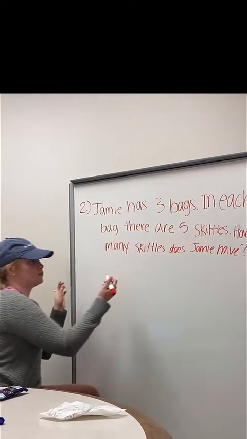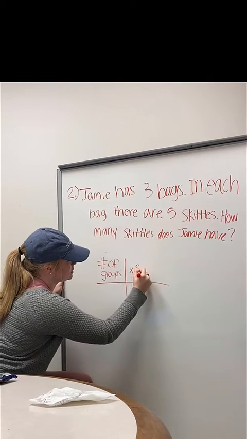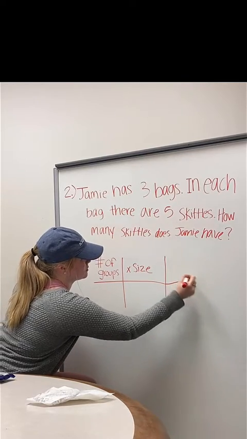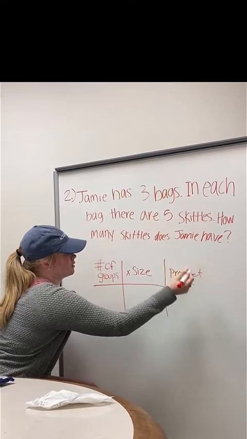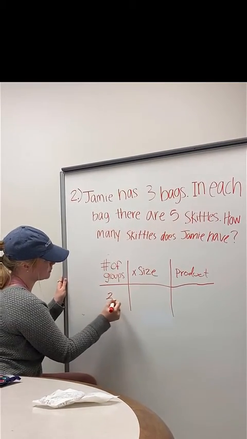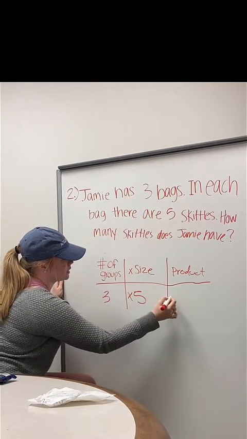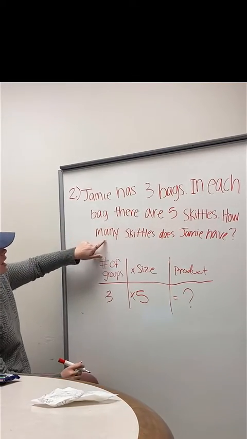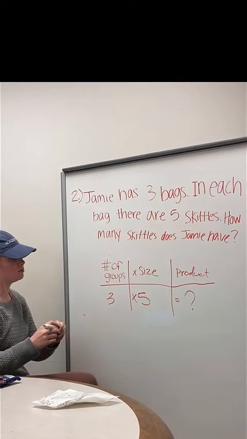So we're going to do our little table. Number of groups times the size equals the product. So our number of groups is 3 times our size is 5 equals question mark, because how many Skittles does she have is the product, which is unknown.